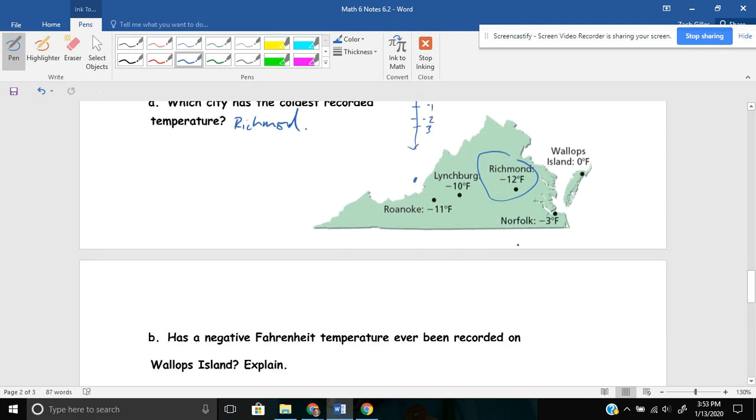Okay. Letter B says, has a negative Fahrenheit temperature ever been recorded on Wallops Island? And explain. Well, here's Wallops Island. It's sitting at, and I'm not sure if I'm saying that right. I'm sorry if anybody is from there and I'm pronouncing that wrong, but it says that it's 0 degrees Fahrenheit is the data that I have.